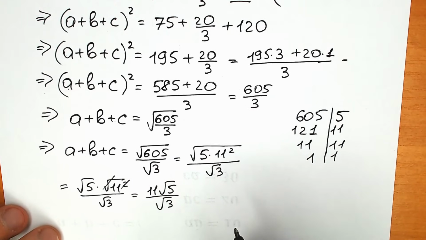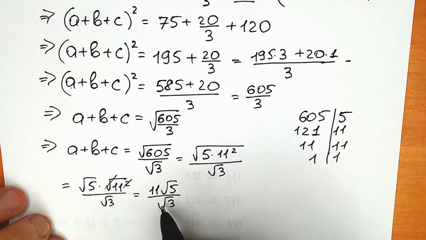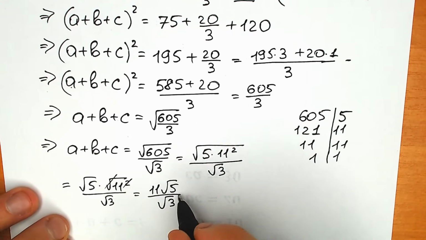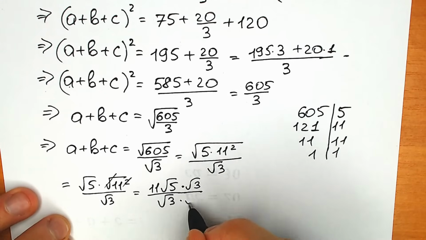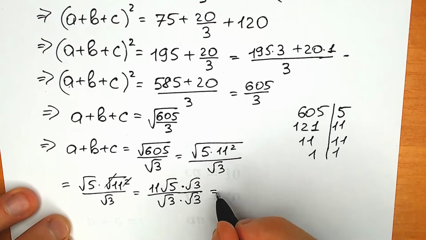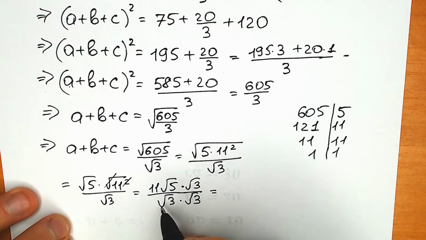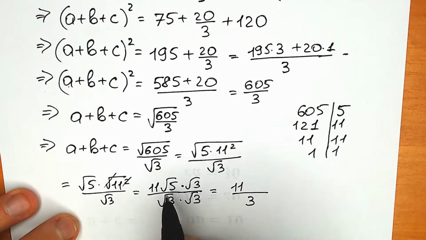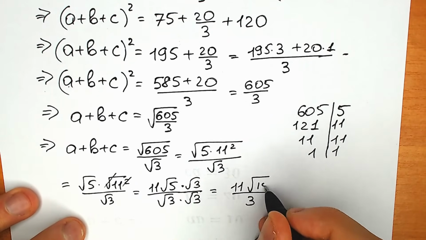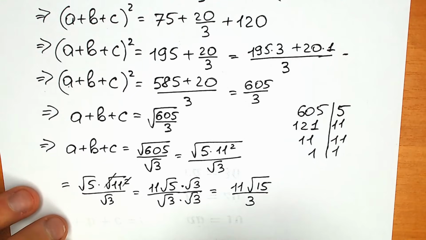But for a better answer, if we're talking about a square root in our denominator, maybe you don't need it in the denominator. So for this, you can easily multiply our numerator by square root of 3 and our denominator by square root of 3. As a result, we can easily write our denominator: square root of 3 times square root of 3 equal to 3. 11, we don't need to touch it, and square root of 5 times square root of 3 equal to square root of 15. Okay, square root of 15, and this is our answer.